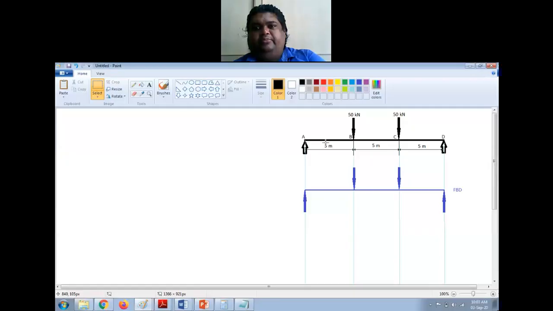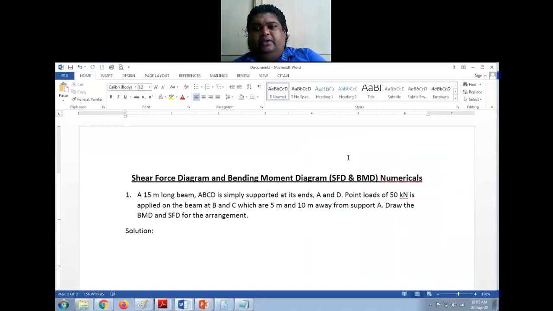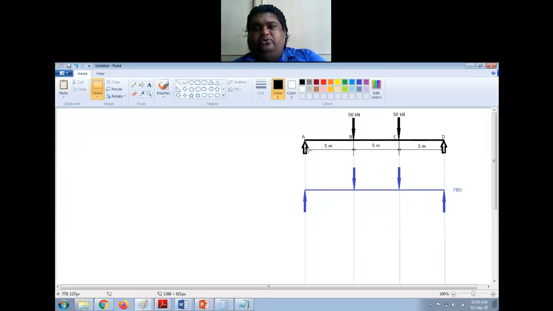Now it says it's a 15-meter long beam ABCD. So I have drawn a straight line which is representing my beam ABCD, and it is simply supported at A and D. So I have shown two supports at A and D, and it is carrying a point load of 50 kilonewton at B and C, which are 5 meter and 10 meter away from support A.